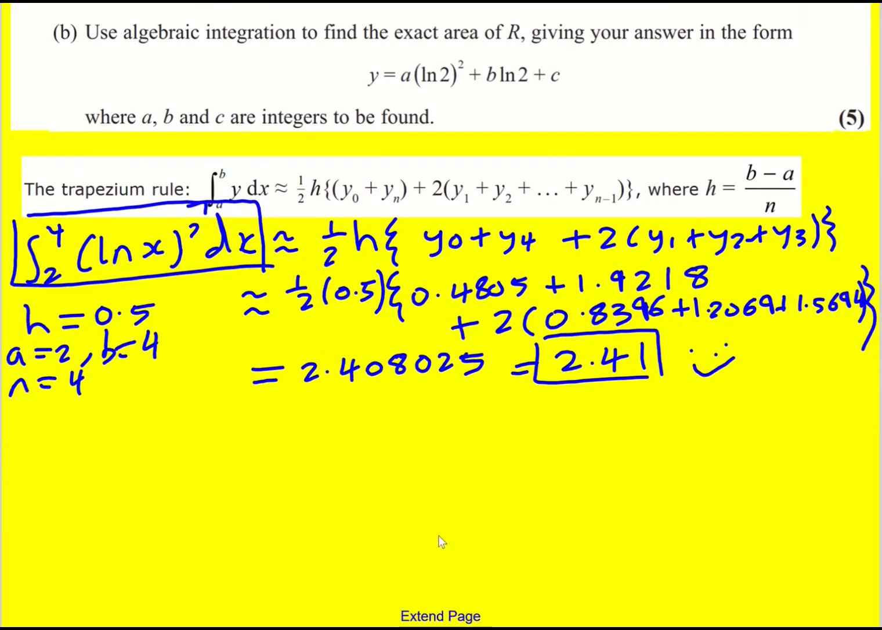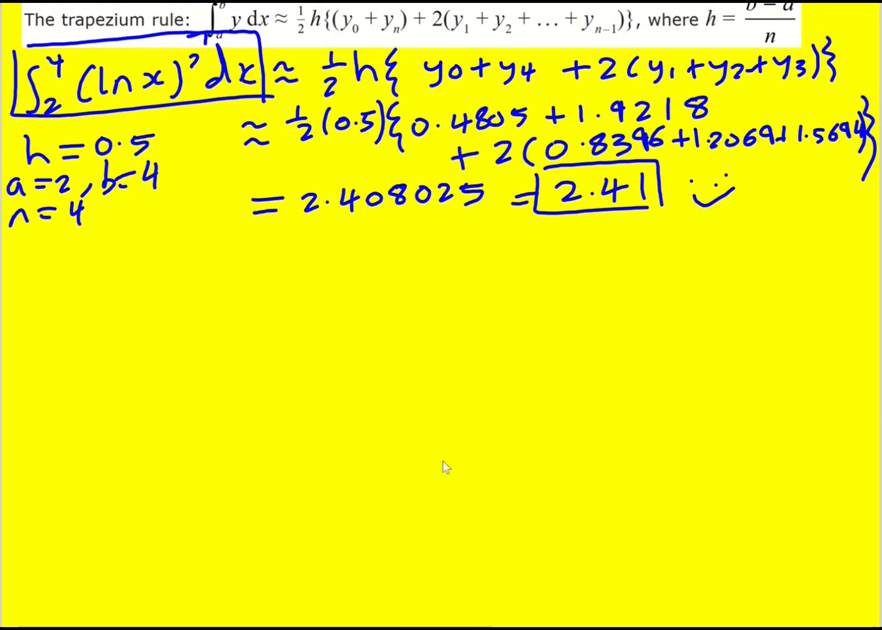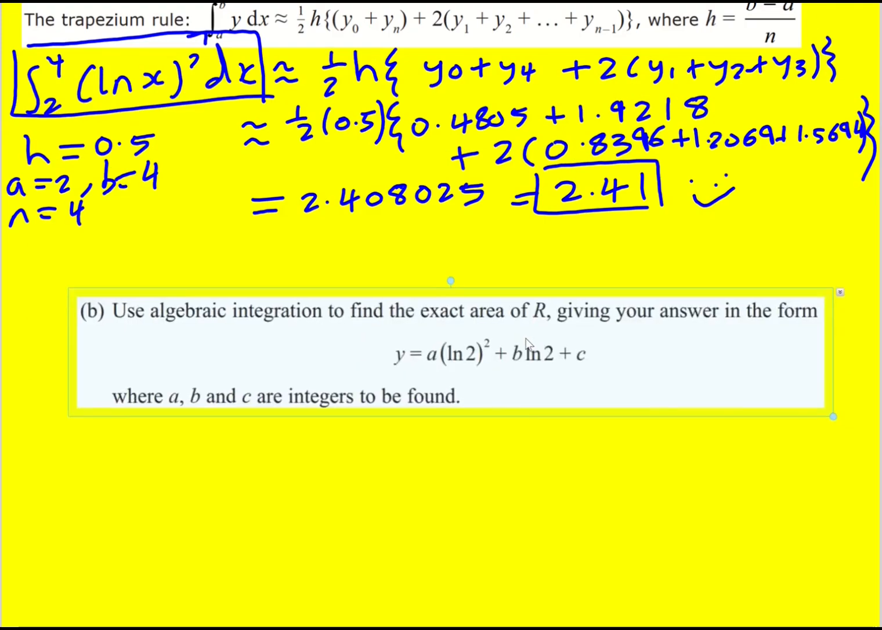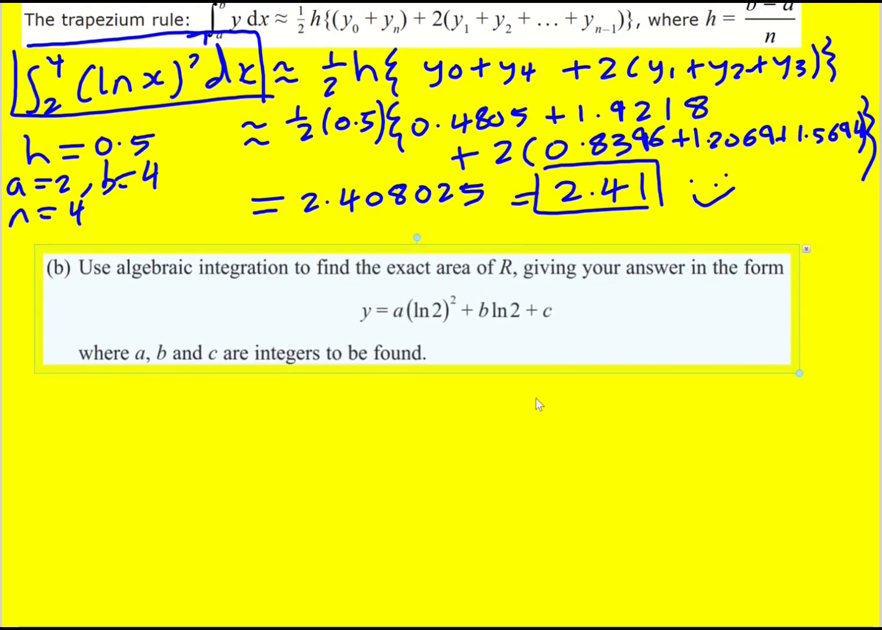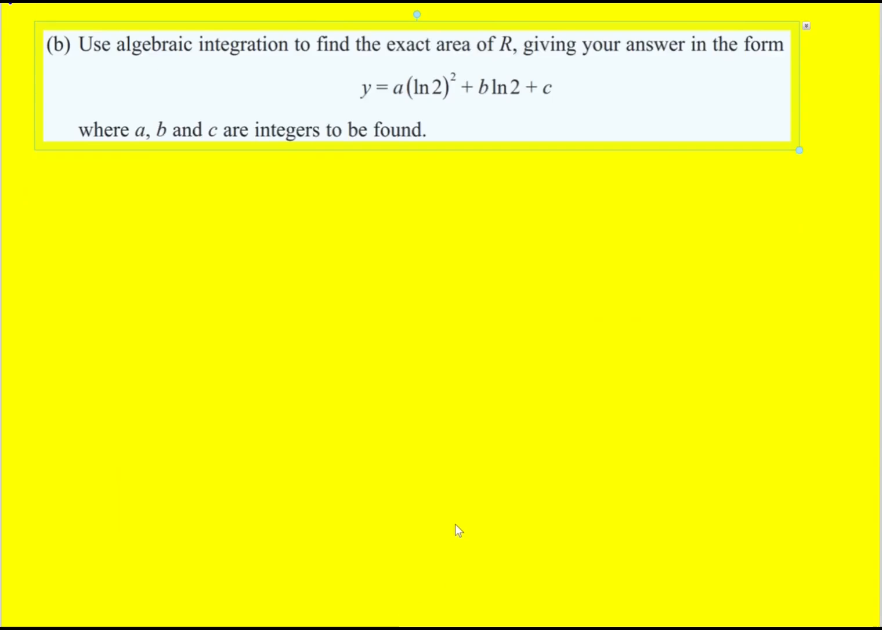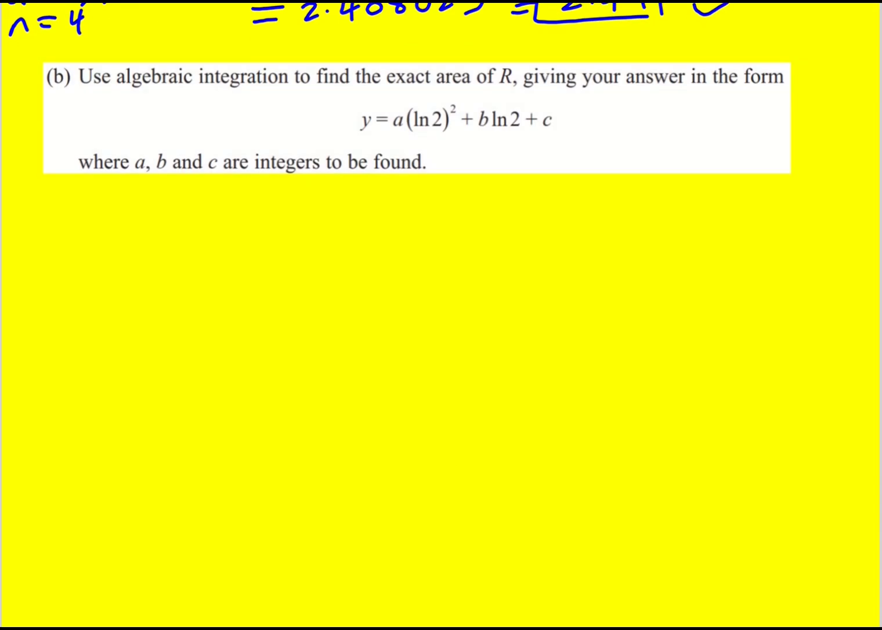Now on to algebraic integration to find the exact value, which at the end we can check if it is 2.41 by putting it into our calculator. Now I've done a lot of integrals in my time, but I don't actually remember ever doing the integral of (ln x) all squared. So this might be new to you. I couldn't remember having done it myself.